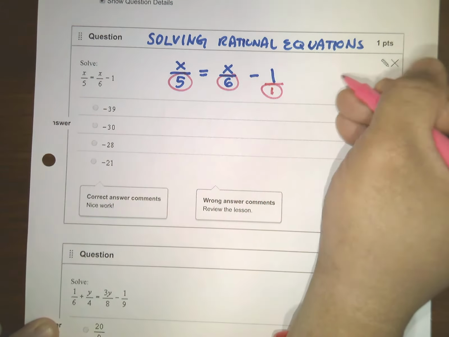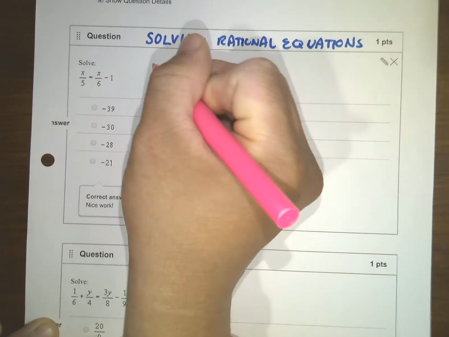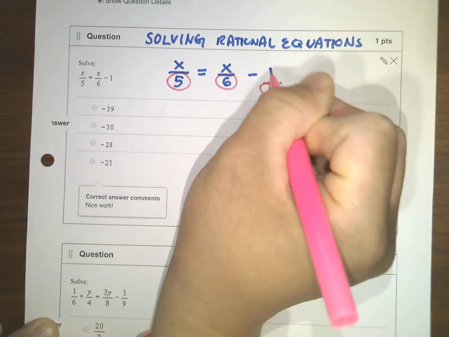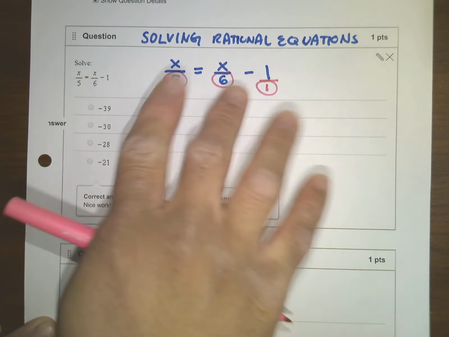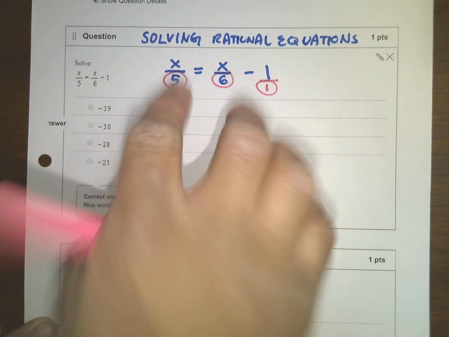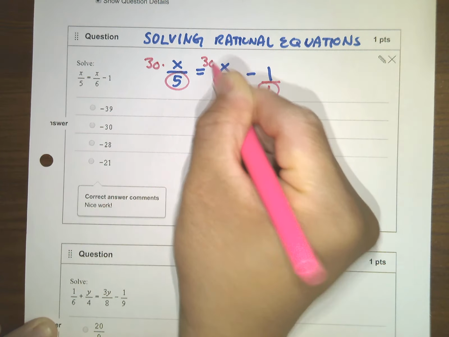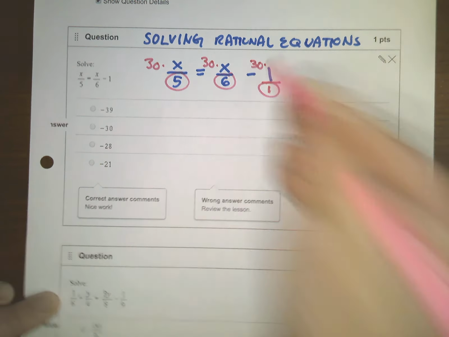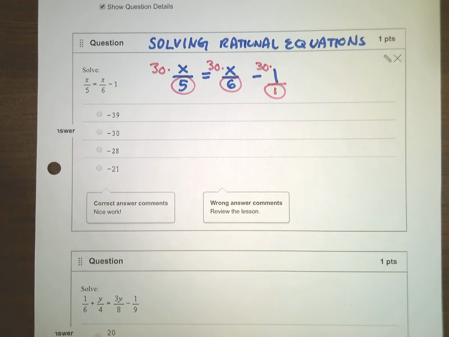So that would be, in this case, 30. Alright, so then I will multiply each of the terms, and that means every term here will be multiplied by the least common denominator of 30. There were 3 terms here, 1, 1, 1, so 3 terms total.